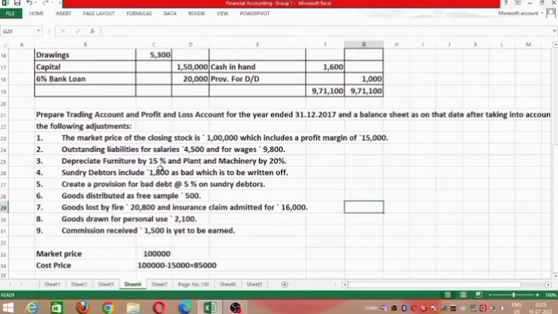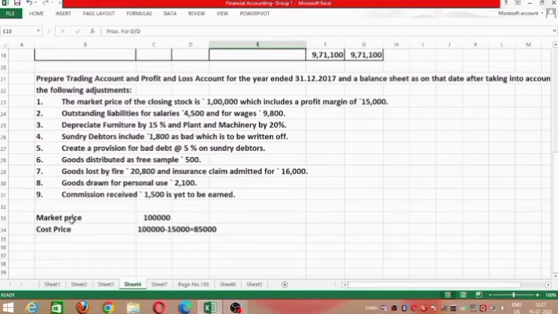Next, commission received 1,500 is yet to be earned. It is income received in advance. This amount to be deducted from commission on the credit side of P&L account and also it should be shown on the liability side of the balance sheet.